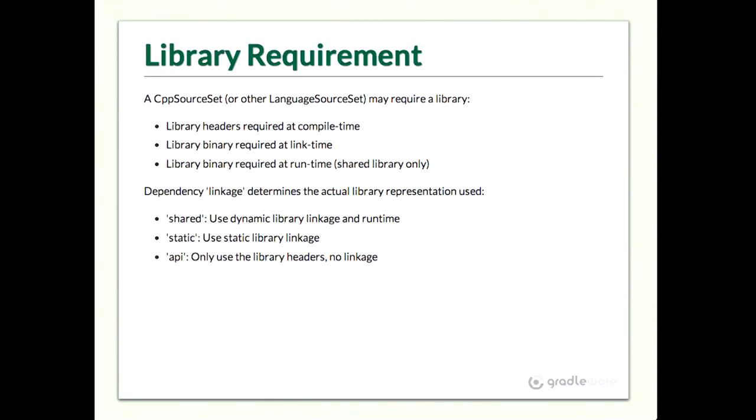Basically, we often model dependencies in the native space at the level of the source set. So we say this source set depends on that library. What that means is the sources in here need the headers from that library in order to compile, and things that are built from these sources need the stubs of that library in order to link, and they need the actual dynamic library at runtime. So the functionality in here will require the dynamic library at runtime.